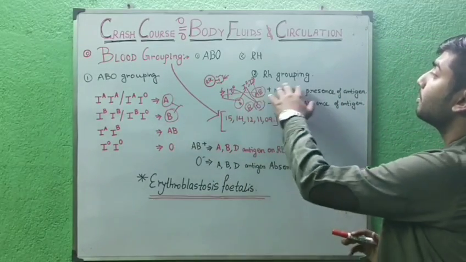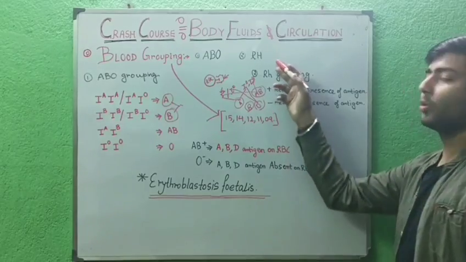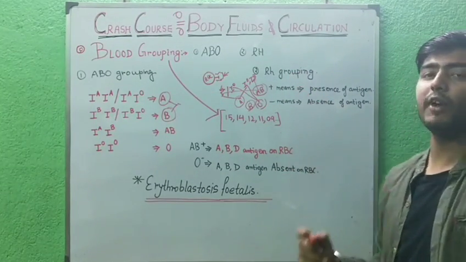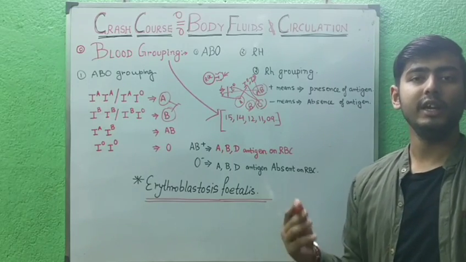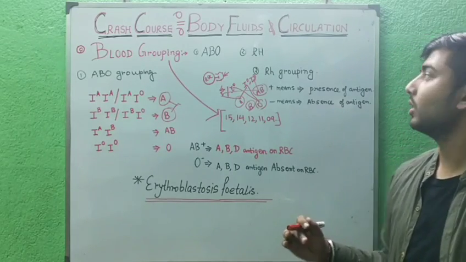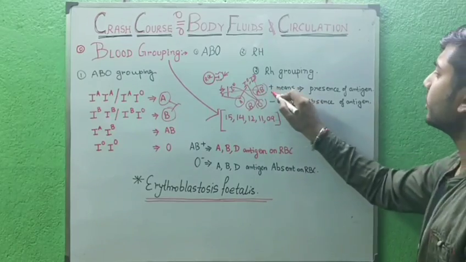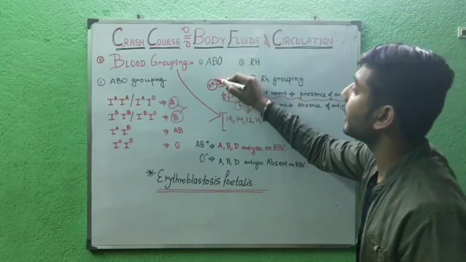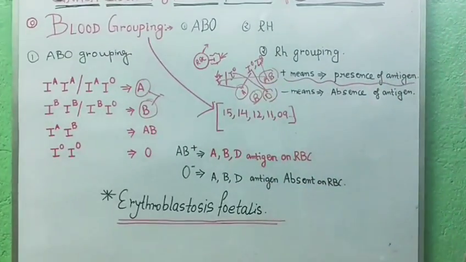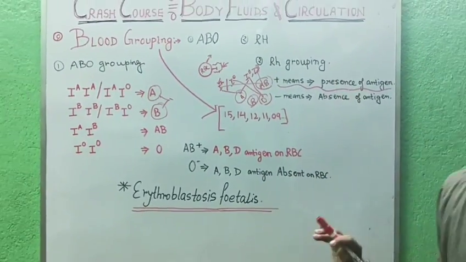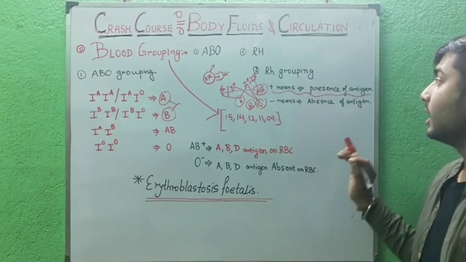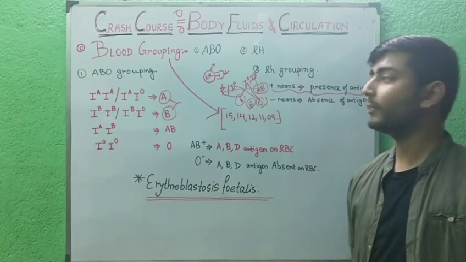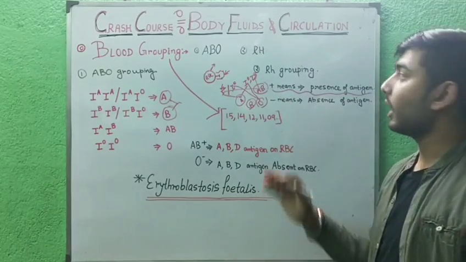Now we come to RH blood grouping. RH blood grouping is derived from the rhesus monkey, and 85% of the Caucasian population, and we Indians, have RH positive blood group. Positive means presence of antigen, meaning the antigen is present on the RBC membrane. In addition to ABO blood grouping, there is one different antigen known as D antigen, which is present on the membrane of RBC. That determines whether the individual is positive or negative for RH blood grouping.